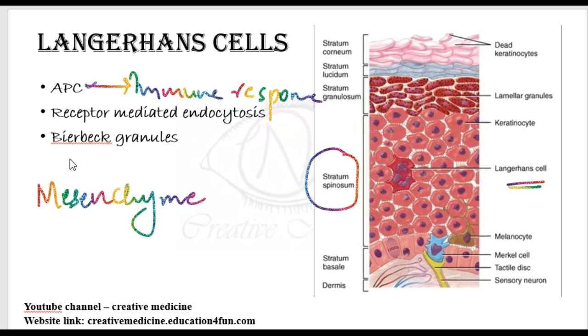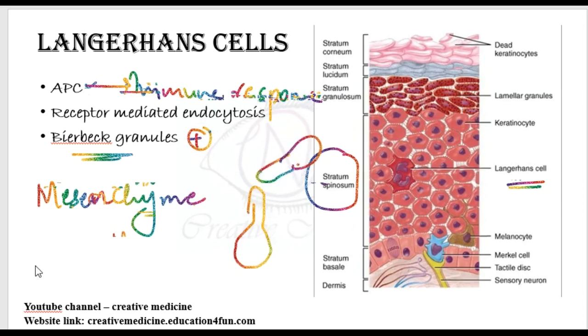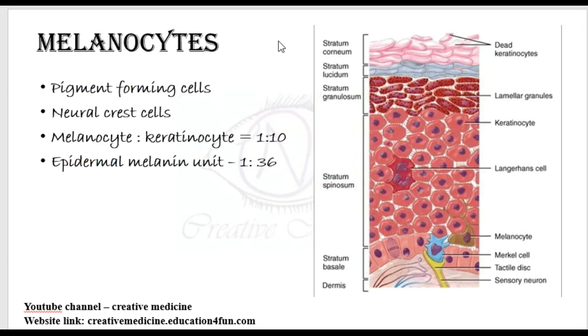One characteristic feature is presence of Birbeck granules which are rod or racket shaped. Markers of Langerhans cells include CD1A, CD207 and S100. Third type of cells are melanocytes.